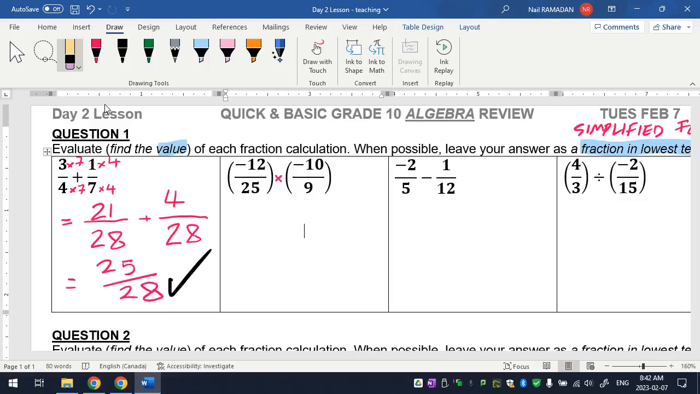225. What do you always get when you multiply a negative by a negative? Always. You always get a positive. How about 12 times 10? Come on. Whenever you multiply a number by 10, what do you just add to the number? Another 0. So this basically becomes 120 with a positive over.